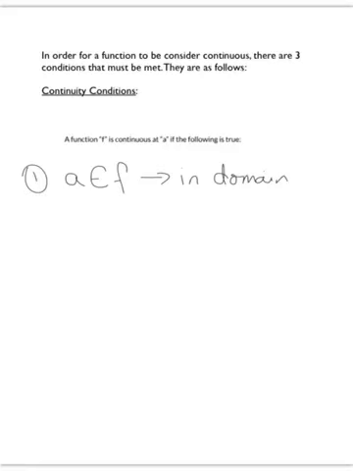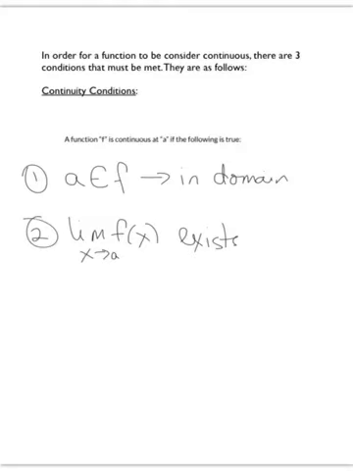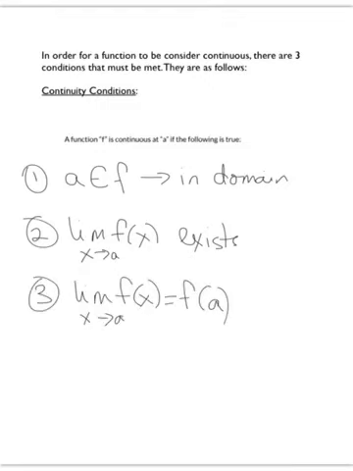Second criteria is that the limit of f of x as x approaches a exists. So back to our previous lesson on two-sided limits, if the limit from the left-hand side is equal to the limit on the right-hand side and they're approaching the same value, then the limit exists. So that condition has to hold as well. Our third condition states that if the limit of f of x as x approaches a is equal to f of a, then the function is continuous.